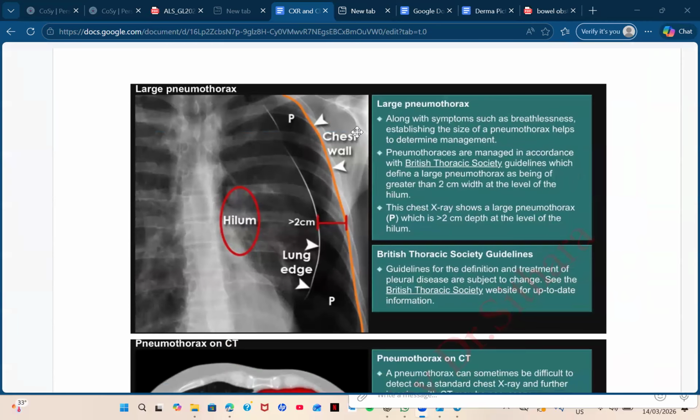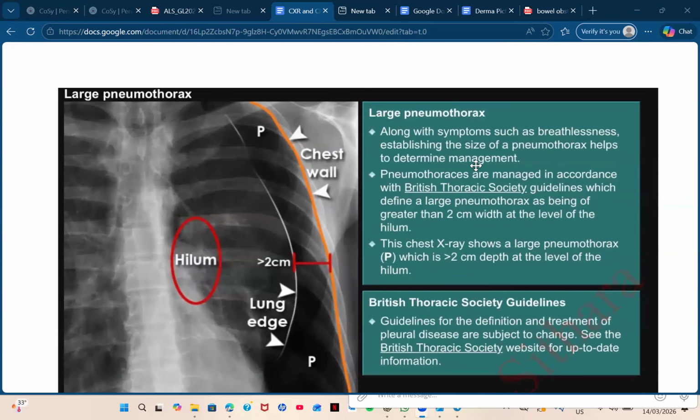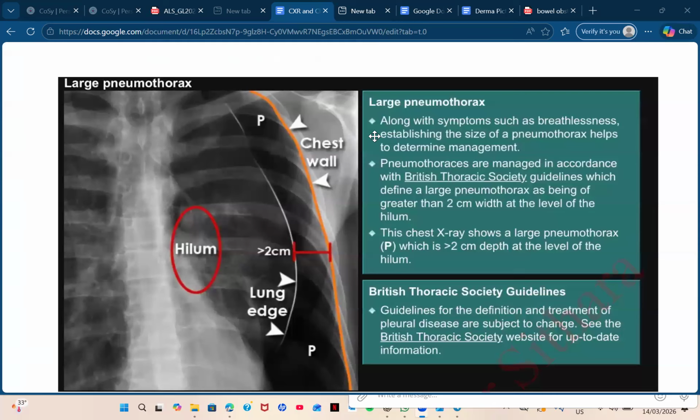And you all know about how this is also another example of a large pneumothorax. Along with symptoms such as breathlessness, establishing the size of the pneumothorax helps determine the management, right? Pneumothoraces are managed in accordance with the guidelines, no need to read that. Here, this chest X-ray shows the large pneumothorax. Here, P, this is the pneumothorax area, right?